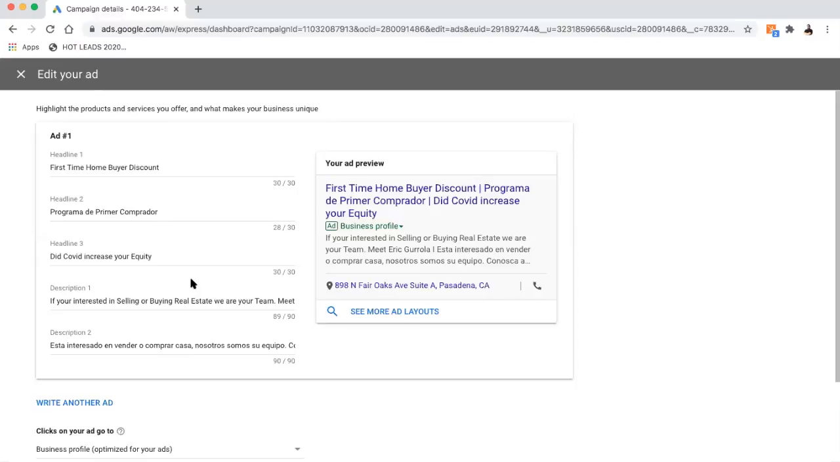Now let's go to the next step. What is the next step during the pay-per-click process? So when you're doing your Google ad, you can do as many ads as you want. This is ad number 1 for me, and that includes 3 major headlines, which we just went over, and it also gives you 2 descriptions. So we're going to go over description number 1 and description number 2. My current description number 1 is, if you're interested in selling or buying real estate, we are your team. Meet Eric Garola, REH Real Estate. Okay, so we're going to change that.